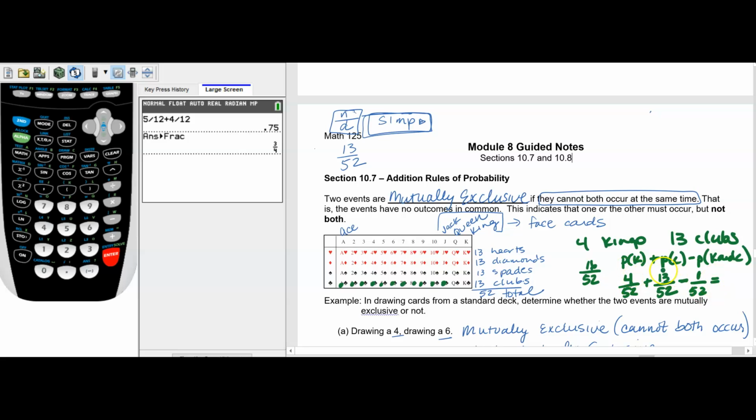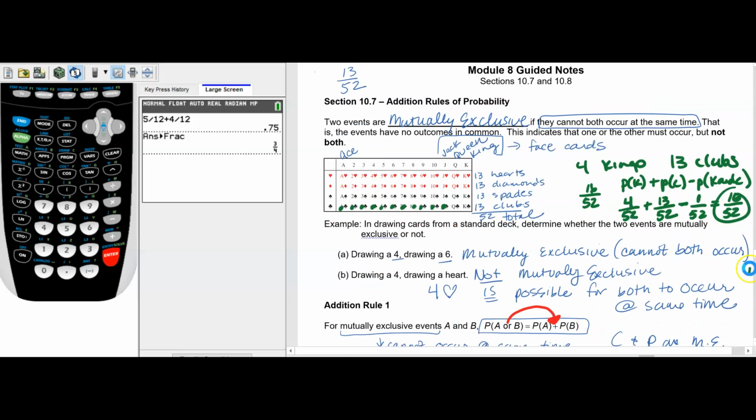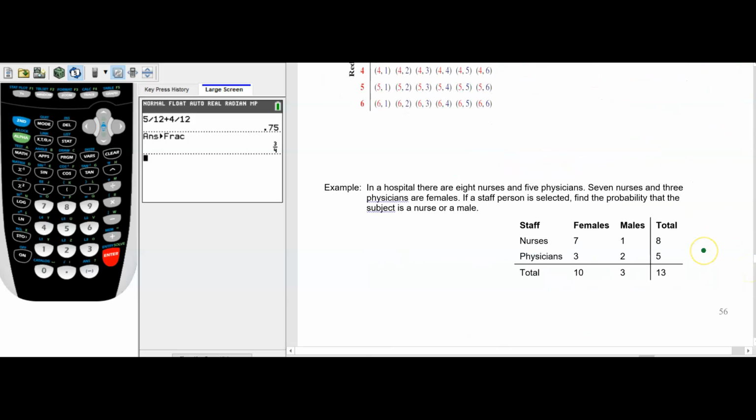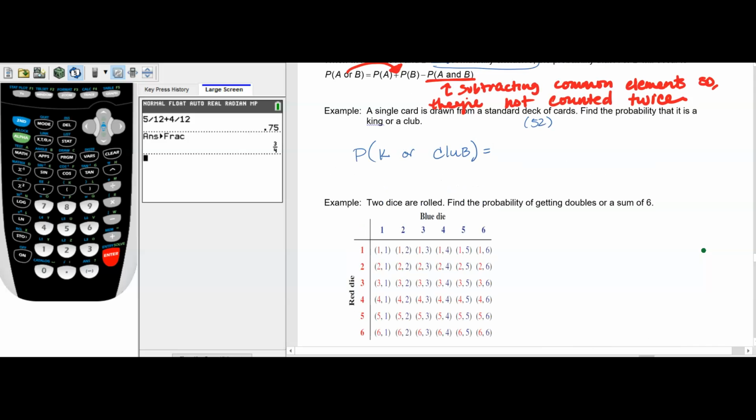So 4 plus 13 minus 1 is 16 out of 52. So we can use the formula, or you can count and just make sure you don't count cards twice. And either one of those strategies will work. Okay, you can go ahead and write that answer in there.